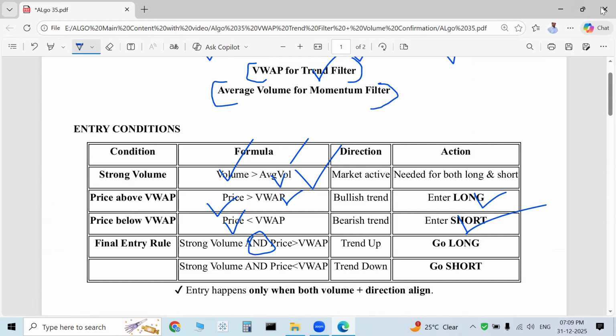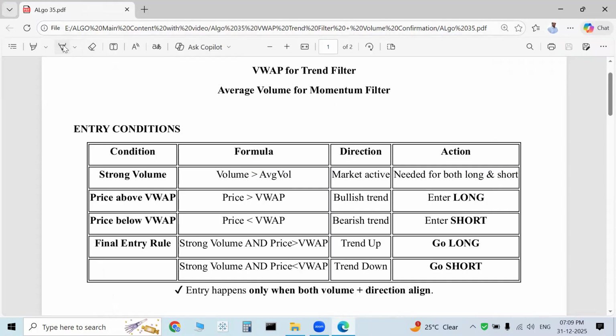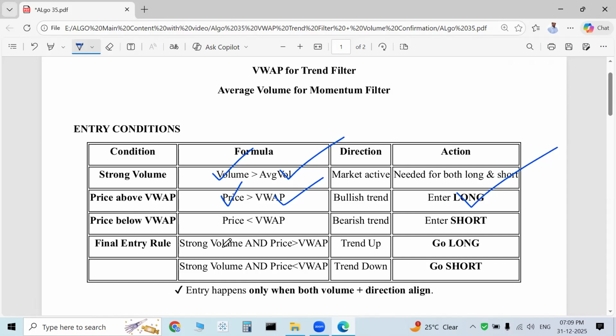Now let me show you this in an actual simulation environment so we can actually understand how it works. But first, let me give you a summary one more time so it will be more easily understood by you. Collect the average volume, check with the current volume. If this condition is true, check the price greater than VWAP, then go for a long. Price less than VWAP, go for a short. Very simple. If any of the conditions becomes false, come out of the long trade or a short trade.